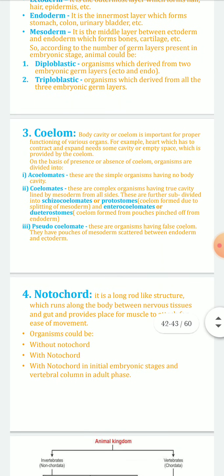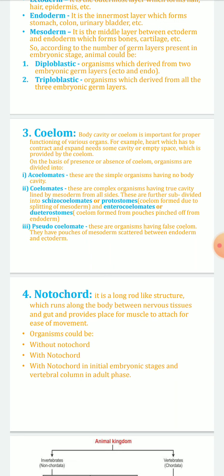Now coelom. Body cavity or coelom is important for proper functioning of various organs. For example, the heart, which has to contract and expand, needs some cavity or empty space which is provided by the coelom. On the basis of presence or absence of coelom, organisms are divided into acoelomates, coelomates and pseudocoelomates. Acoelomates are simple organisms having no body cavity. Coelomates are complex organisms having true cavity lined by mesoderm from all sides.